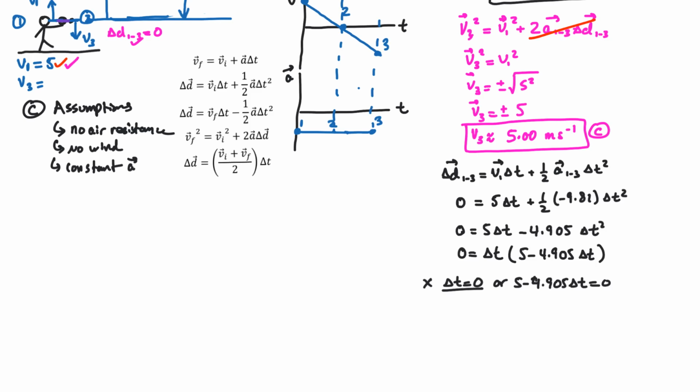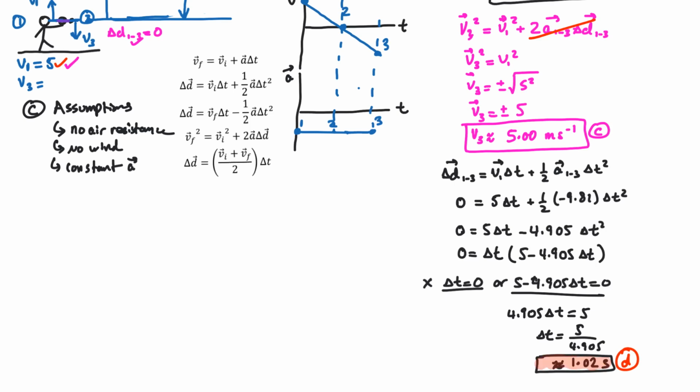So I'm going to rearrange this one now. So I get 4.905 delta t is equal to 5, and delta t is equal to 5 over 4.905, giving us a total time of approximately, I need it in 3 significant figures, 1.02 seconds, and that is my final answer. That is the total time it takes for the entire trip, and this is the answer to D.